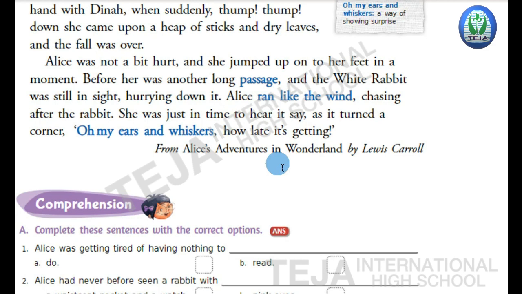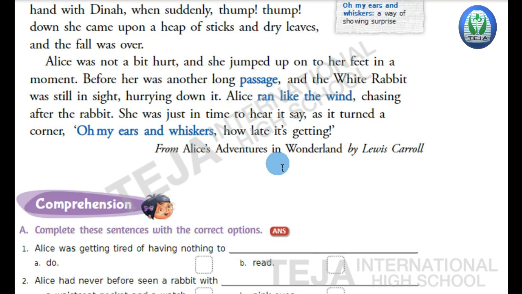The white rabbit was still in front of Alice and hurrying down it, as the rabbit was going very fast. So behind the rabbit, Alice also started going like the wind. She ran like the wind. Wind means air. With a lot of speed, Alice ran behind the rabbit, chasing after it. Just then, the rabbit turned the corner. Alice heard the voice, "Oh, my ears and whiskers."